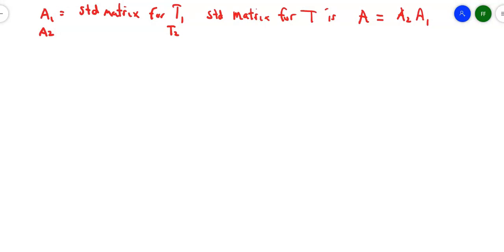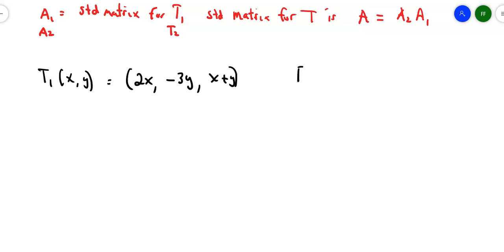Suppose I've got these two transformations. The first transformation in xy maps it to 2x, negative 3y, x plus y. So the first transformation maps elements in R2 onto elements in R3.